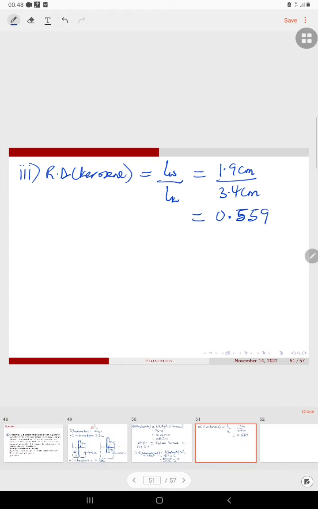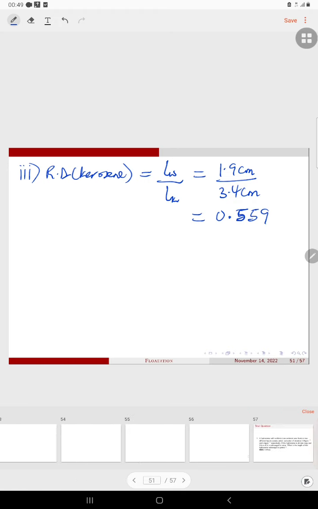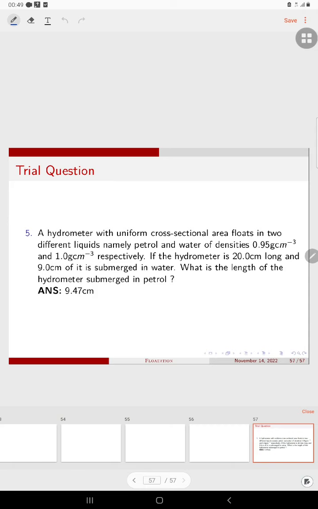You can replay again and follow it. Now I want you to try this using the equations we have discussed so far. Try and see if you can solve this question. And if you solve it, you get 9.47 centimeters.